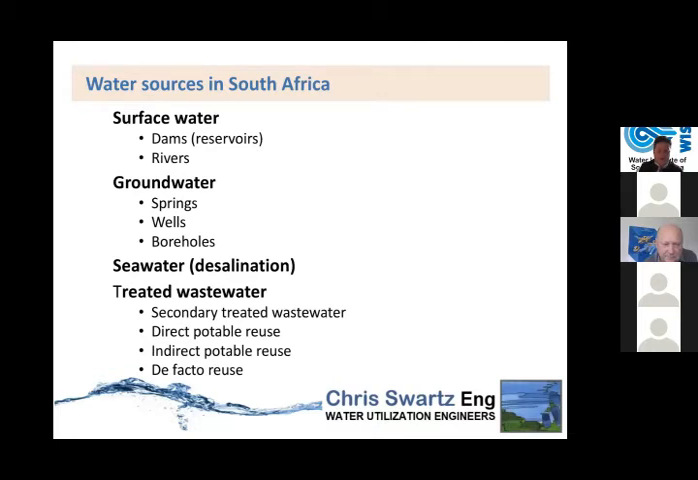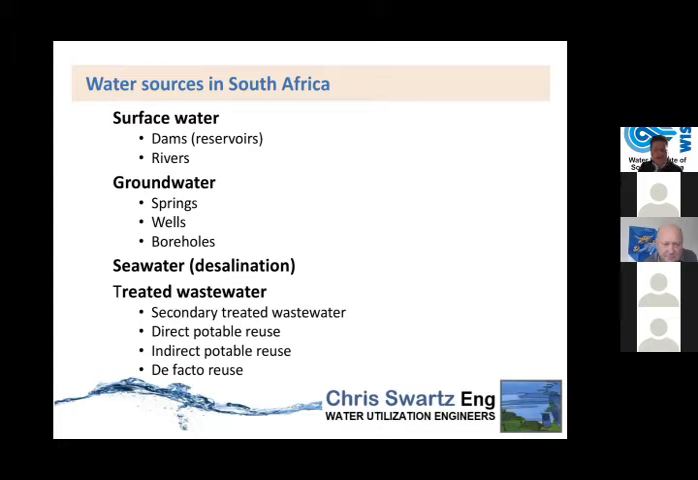And then it could also be indirect potable reuse. That is where you put the treated water from the wastewater into a dam or back underground through managed aquifer recharge. And then later on, you can withdraw that water again, treat it as normal through a water treatment plant, and make it available for drinking water.